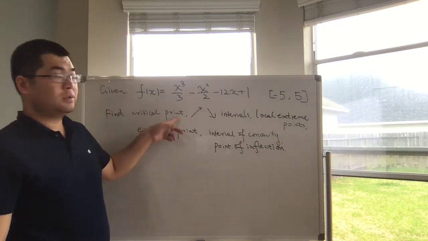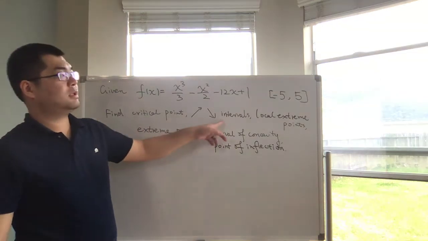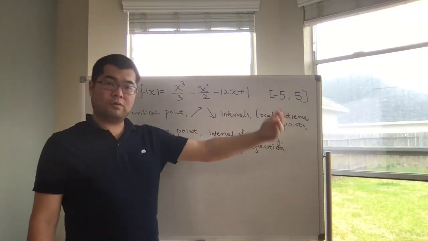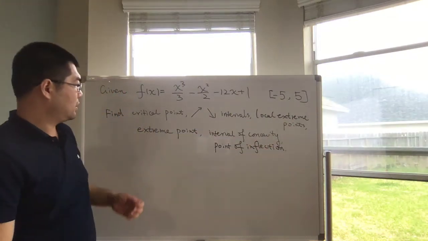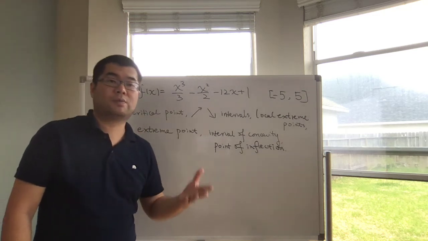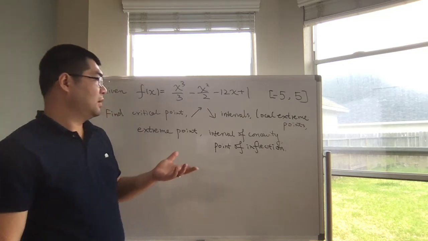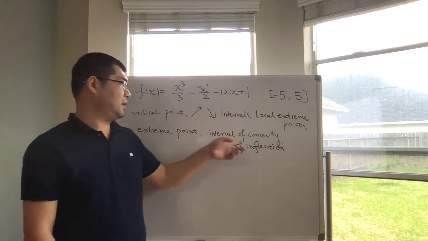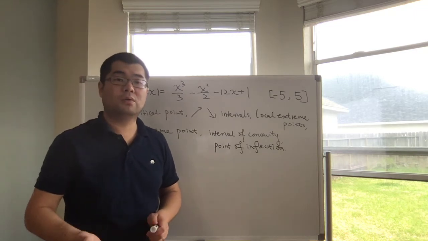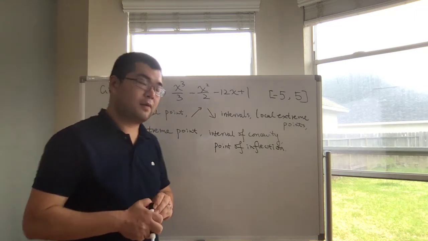What is the critical point? What are the increasing and decreasing intervals? What are the local extreme points, local max or local min? And what is the extreme point? That is the absolute maximum, absolute minimum. And also what is the interval of concavity and the point of inflection. Okay, so let's start working on that.